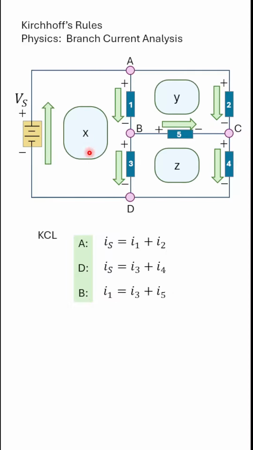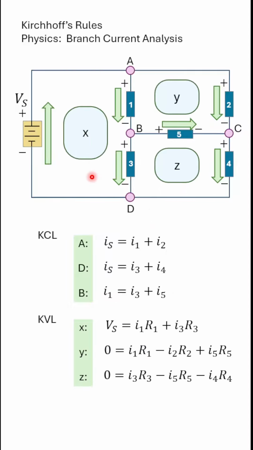We have 3 mesh loops X, Y, Z. For each mesh loop, we go around the loop and look at the summation of voltage changes around the loop. This is KVL, Kirchhoff's voltage law, or the loop rule. So for loop X, for example, the voltage of the source is also the sum of the voltage drops across resistor 1 and 3. Similar for loops Y and Z.